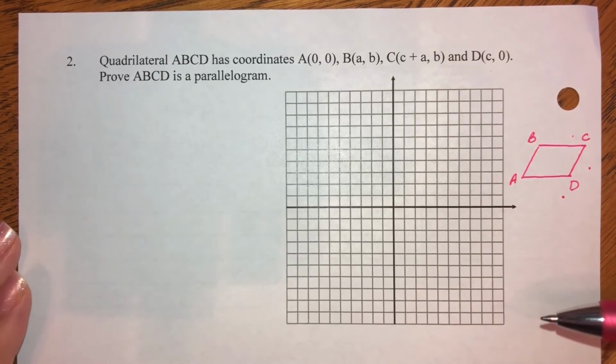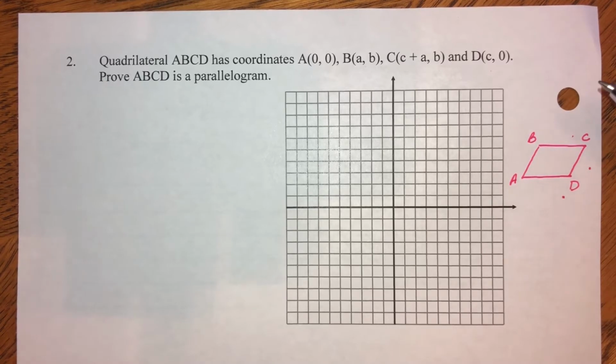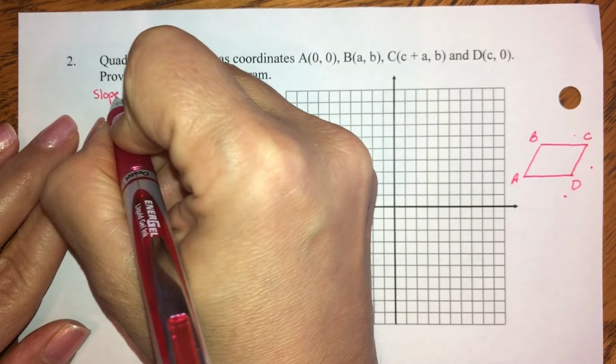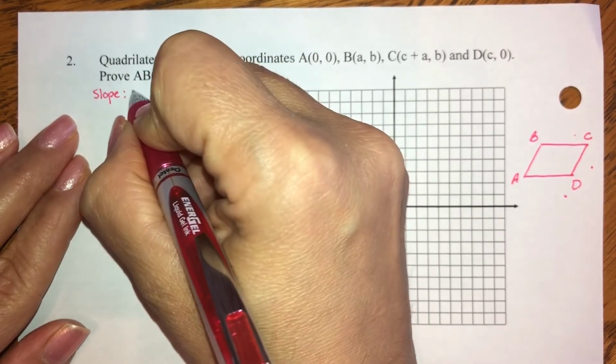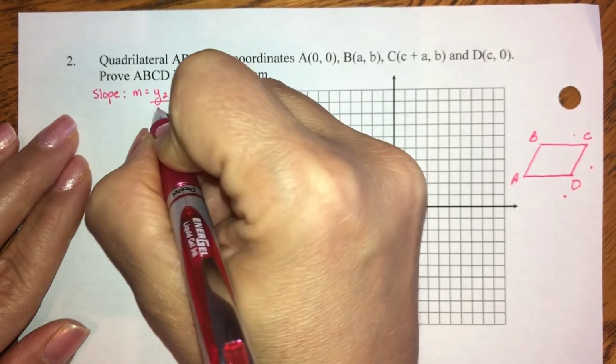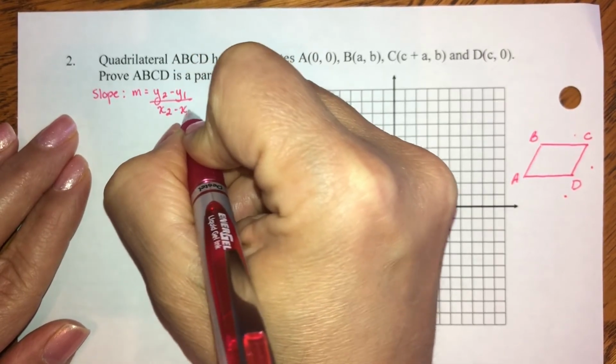So, as promised earlier, I showed you how to do the first problem using the distance formula. I'm going to show you how to do this problem using the slope formula. So the first thing that we would do here is write down the slope formula. The slope formula, of course, is that my slope equals y2 minus y1 over x2 minus x1.